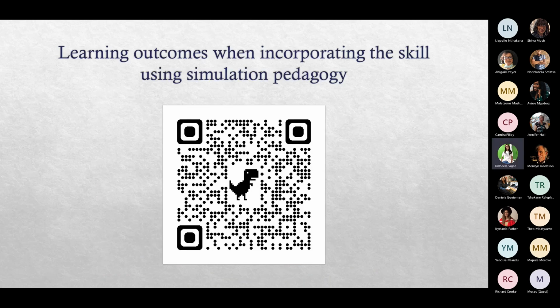Okay, so maybe before we get to the outcomes, now that you've seen the advantages and the things we do in simulation, are there any questions, any burning things that I haven't clarified or described appropriately for simulation?